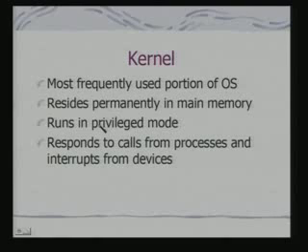It runs in a privileged mode because it supports the system's functions. So if you remember the ARM processor, ARM had various modes, of which the privileged modes include system mode. So the kernel on an ARM would run in privileged mode, and it responds to calls from processes and interrupts from devices. These processes could be the application processes, so they can make system calls to make use of OS services.